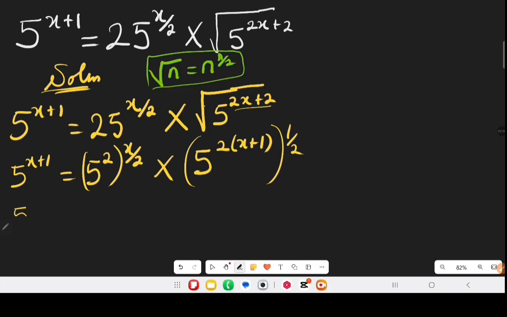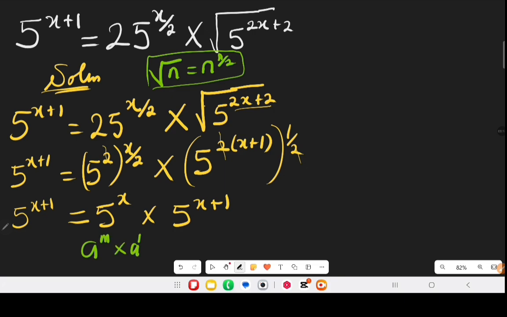Next step, we have 5 raised to the power of x plus 1 equal to 5 raised to the power of x. 2 can cancel, left with x, times 5 raised to the power of 2 cancel 2, left with x plus 1. At this point, on the left hand side, we have to use the product law of indices, where a raised to the power of m times a raised to the power of n equals a raised to the power of m plus n.